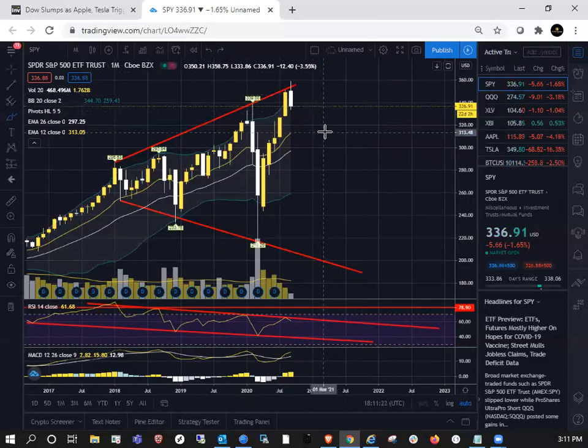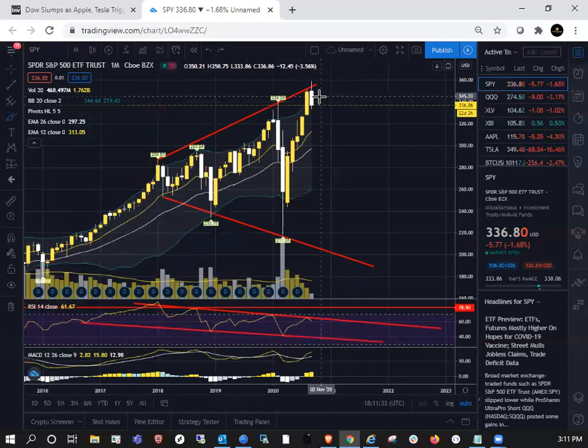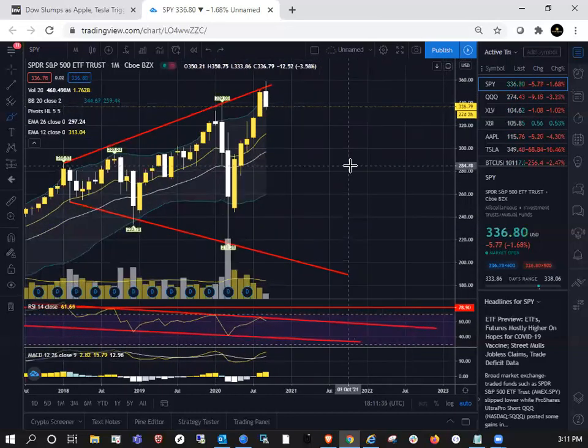So I wouldn't be surprised if we tested the 313 level over time. Do I think the end is near for stocks? No, I think we will test potentially new highs. But again, just taking it day by day, we'll have to see how everything plays out.